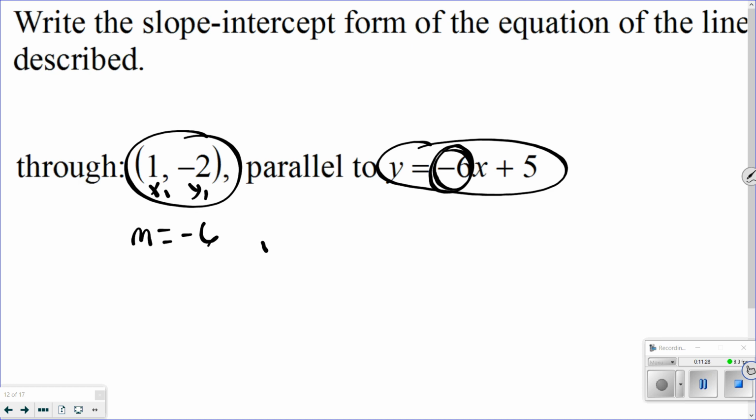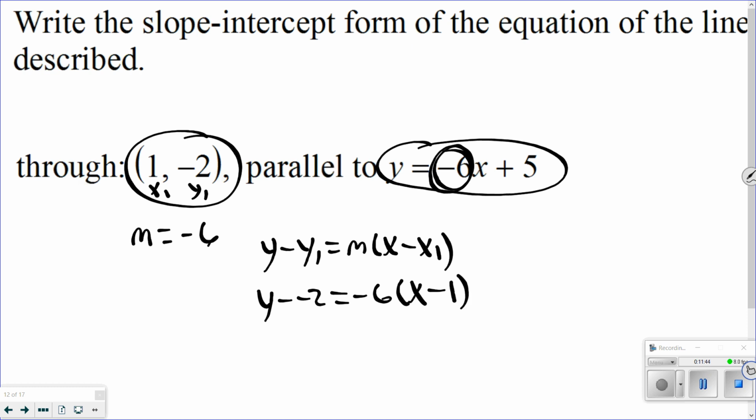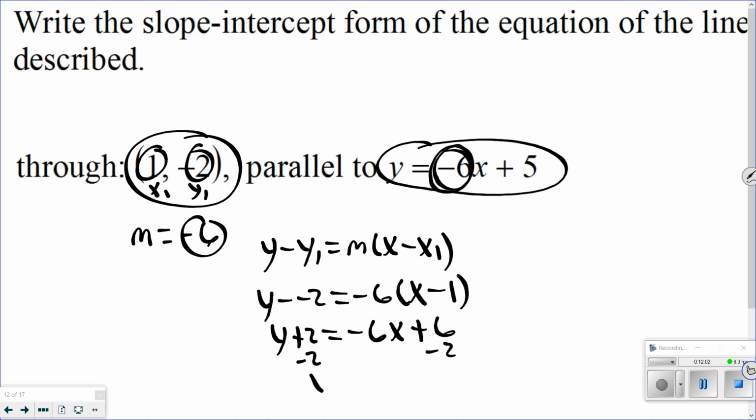Okay, let's plug it in our formula. y minus y1 equals m times x minus x1. Plug in our information. So y minus negative 2 equals negative 6 times x minus 1. So I just plugged in my x1, y1, and my slope. Okay, I end up with y plus 2 equals, distribute that negative 6 through, so negative 6x plus 6, minus the 2 over. So my equation would be y equals negative 6x plus 4.